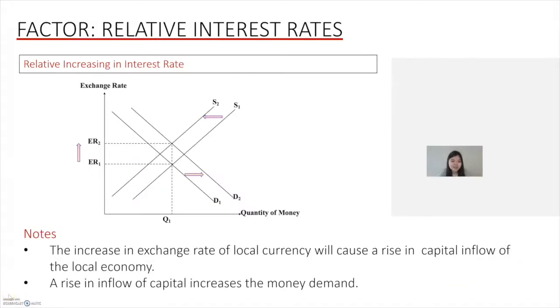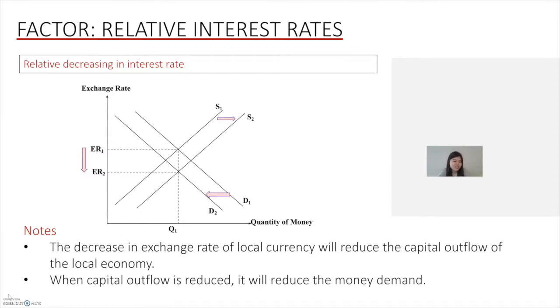So now I'm going to talk about the relative interest rate and how it will affect the exchange rate and the money demand for our local economy. So in this slide, we can see an increase in relative interest rate will increase the exchange rate of the local currency and will cause a rise in capital inflow of the local economy. Due to the rise, money demand rises and hence shifts the demand curve to the right.